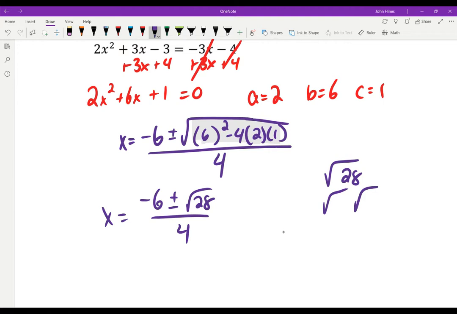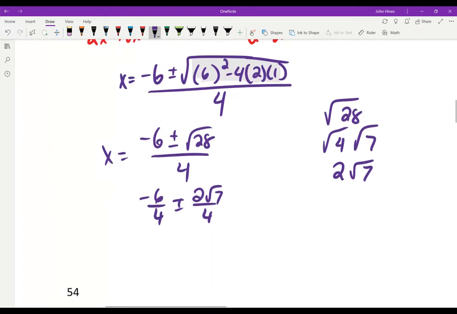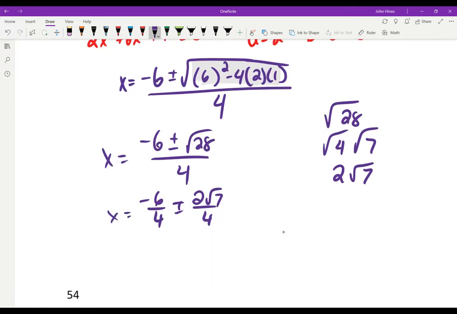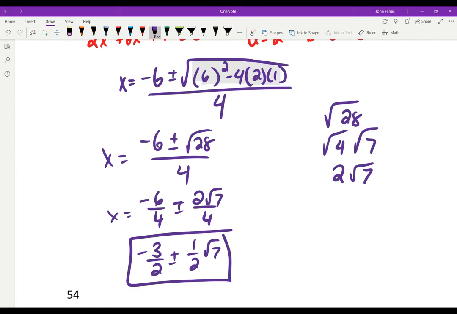How do I split up 28? What perfect square divides in? 4 is always a good try. -6/4 plus or minus 2 radical 7/4. So I split up that fraction. I divided and divided so I could simplify. Plus or minus 1/2 radical 7. Those are my irrational solutions.